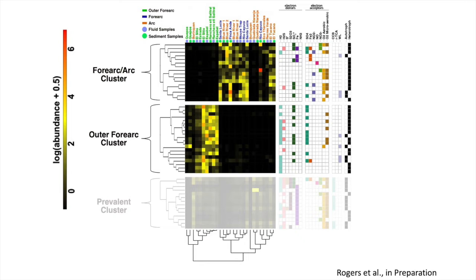For example, if you look up at the top of this heat map, we can see all these green sites, which represent outer forearc samples, all cluster together, whereas our forearc and arc sites cluster separate from those. We can see that there are MAGs that are only found in the arc and forearc, and then MAGs that are only specifically found in the outer forearc. We can even look at the metabolic predictions and start seeing distinct patterns emerge. For example, in the outer forearc, we have an abundance of genes associated with hydrogen utilization, whereas in the arc and forearc, we have more aerobic associated genes. These are going to be cytochromes.